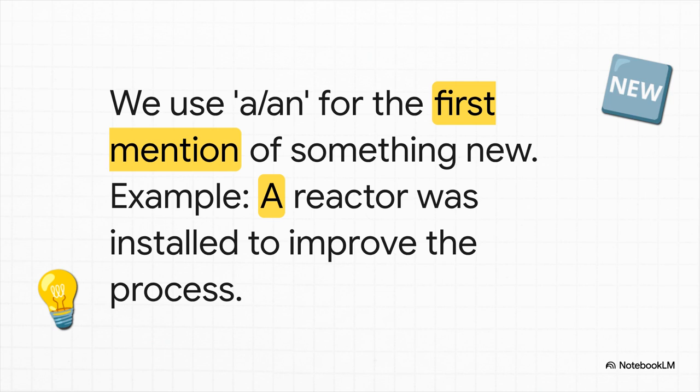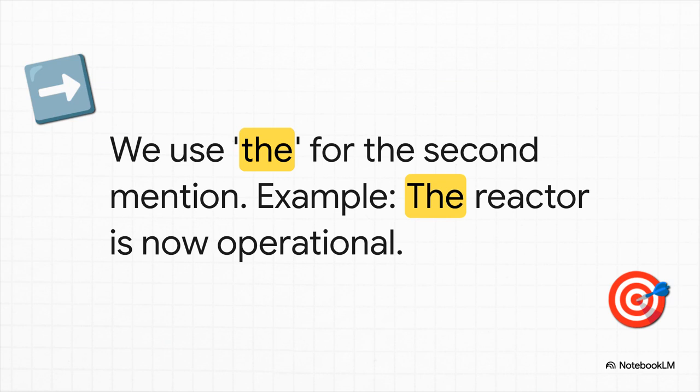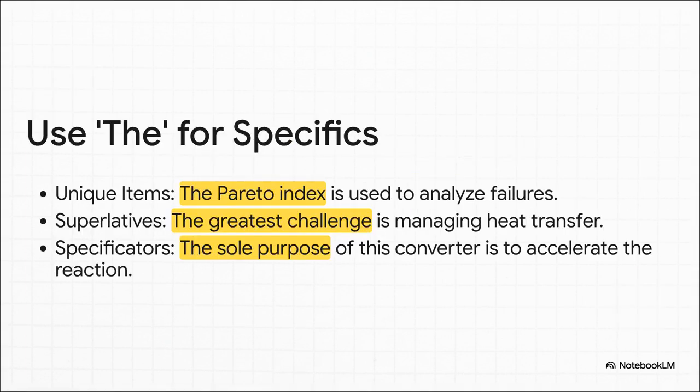Listen up. And here's the payoff. Once you've made that introduction, every single time you mention it after that, you use the. Why? Because now it's not just any old reactor anymore, it's the specific one we were just talking about. Your listener knows exactly which one you mean. That's a beautiful little system, really. And, of course, you also use the when something is just, well, specific by its very nature. If there's only one of it in the world, or in the context, like the Pareto index.